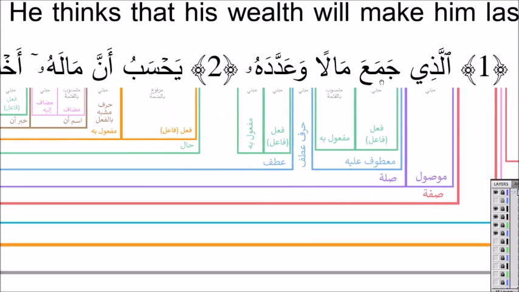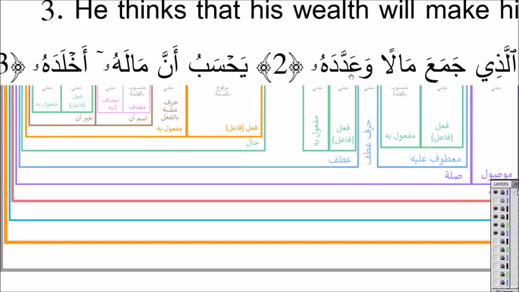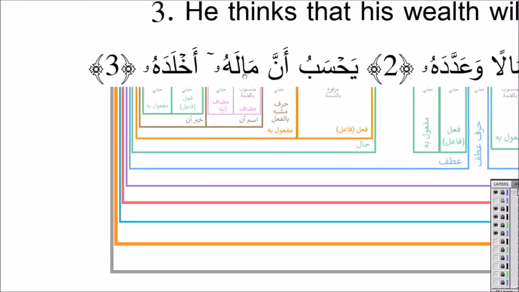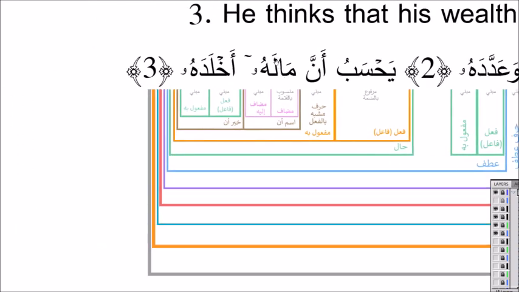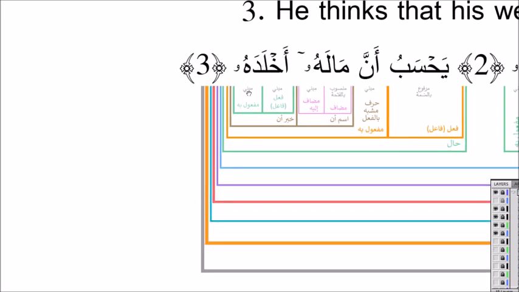Allati is mabni. Jama', past tense verb, is mabni. Malan is mansub with a fatha in the place of maf'ul bihi. Waw is mabni. Addada is mabni. The hu is mabni in the place of nasab. Yahsabu is marfu' with a dhamma. Anna is mabni. Mala is mansub with a fatha. The hu is mabni in the place of jar. Akhlada, past tense verb, is mabni. And the hu is mabni in the place of nasab.